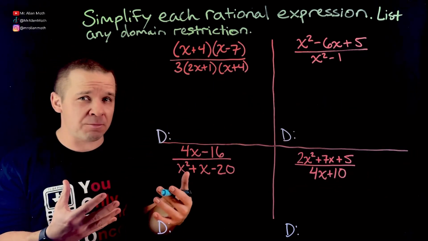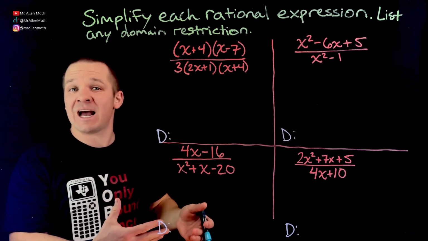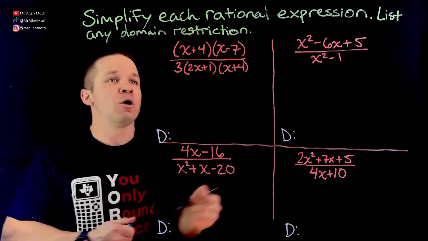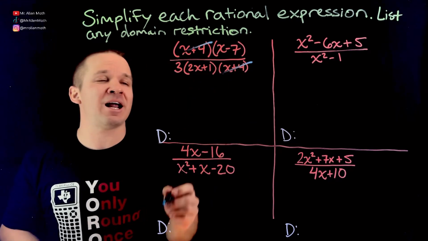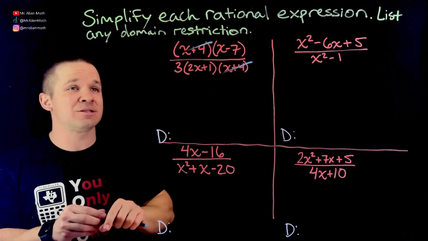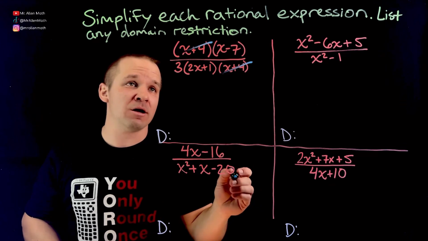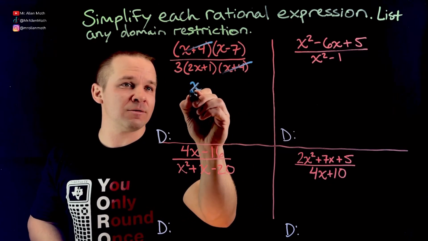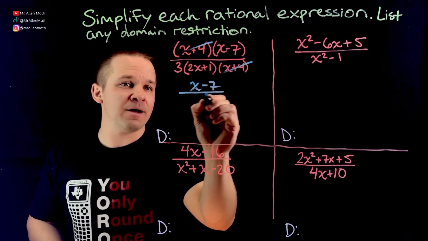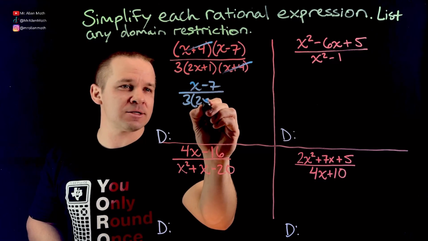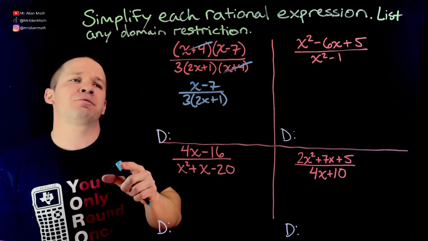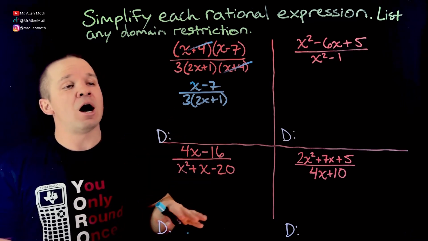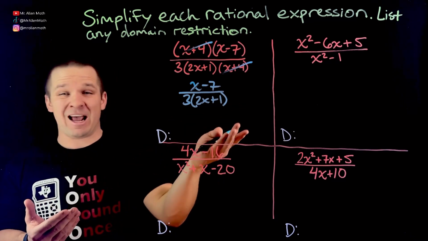So in order to simplify rational expressions, they have to be in factored form. Well, this one's already in factored form. My x plus 4 is going to cancel along with that x plus 4. Nothing else can cancel. So my final answer here is going to be x minus 7 divided by 3 times the 2x plus 1. Now, you could distribute that 3 back in. That's fine. You don't have to. If it's multiple choice, they may have it distributed back in.